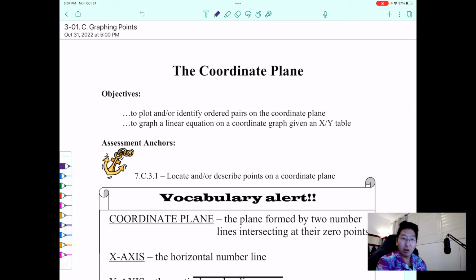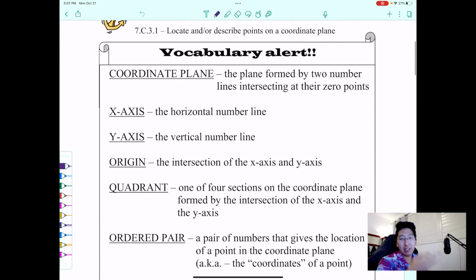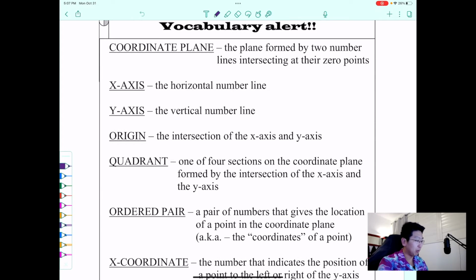Here are our notes on the coordinate plane. If you don't know what a coordinate plane is, I am here to tell you. So, here's what you should have: the vocabulary. Here's a list of vocabulary words. I'm not going to sit here and read all these to you. That's something you can do. And so, coordinate planes, we're going to be dealing with that.